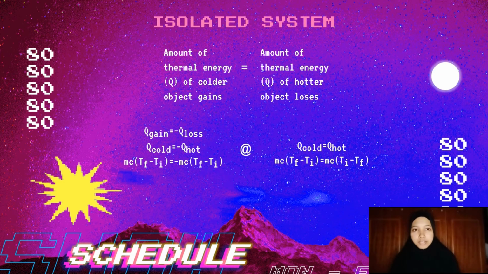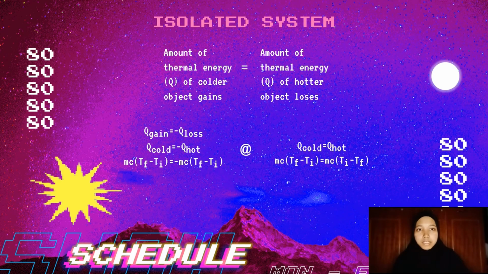Next, isolated system. In an isolated system, the amount of thermal energy the colder object gains is equal to the amount of thermal energy the hotter object loses. It can also be written as Q gain is equal to negative Q loss, or Q cold is equal to negative Q hot. As we know, Q is equal to mc delta T, so we just need to put the formula in both sides. So we get for Q cold, mc in the bracket T final minus T initial, while for Q hot we substitute and get negative mc in the bracket Tf minus T initial.